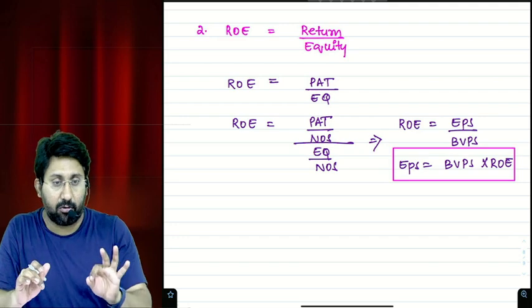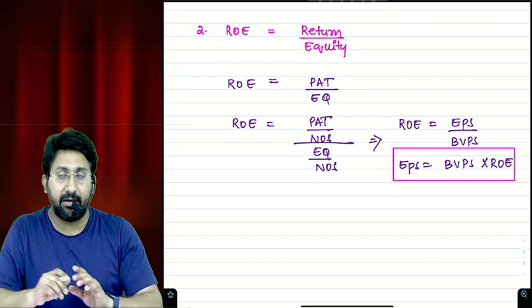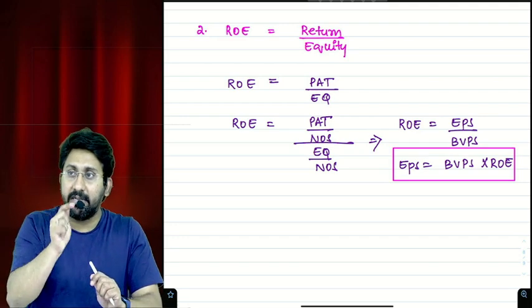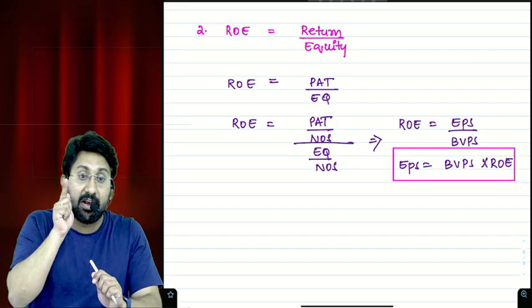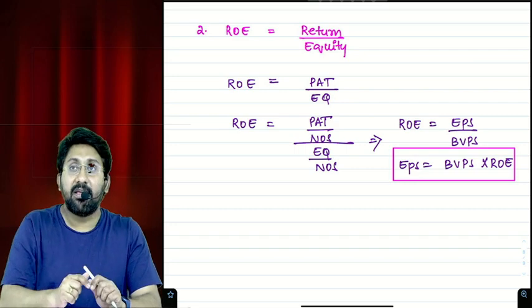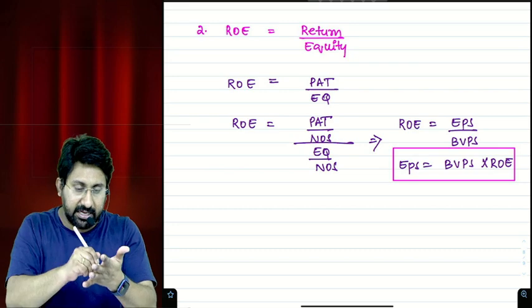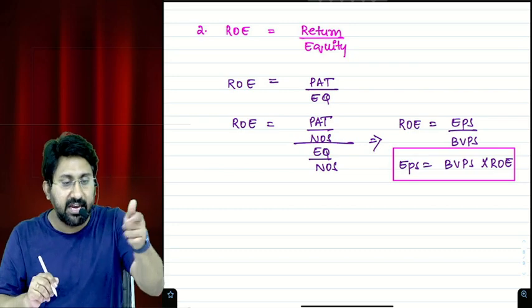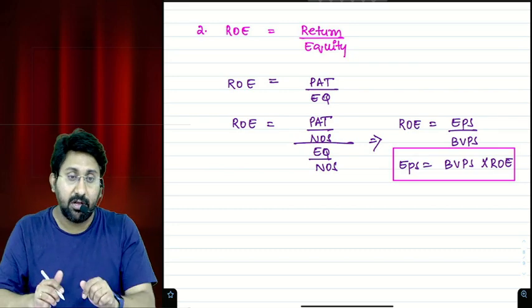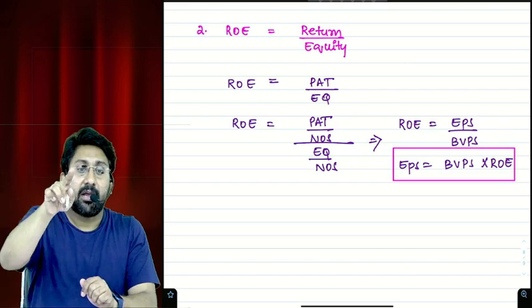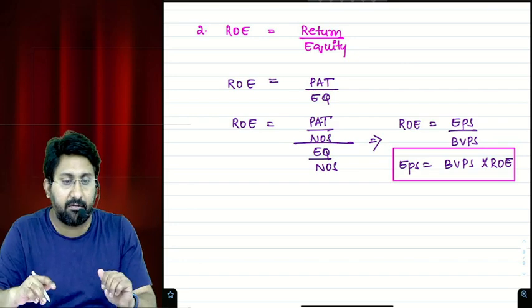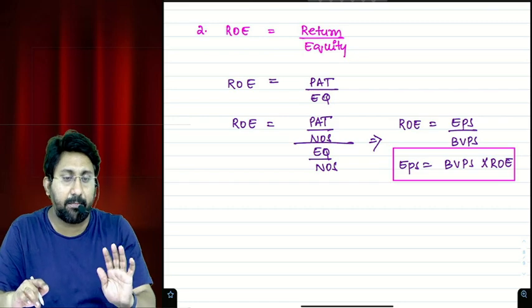Therefore, equity shareholders, return by equity. That means equity shareholders will ask a return. In which form? They will ask EBIT return? EBT return? They will ask EAT return. So the return asked by equity can be written as PAT divided by equity. ROE equals PAT by equity.